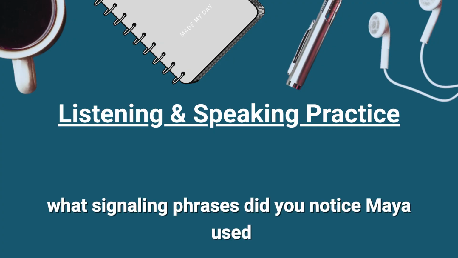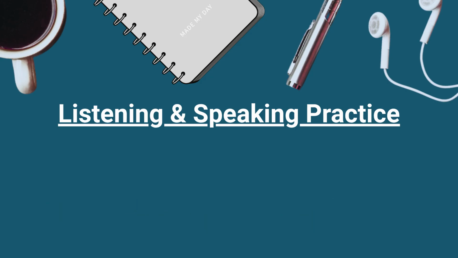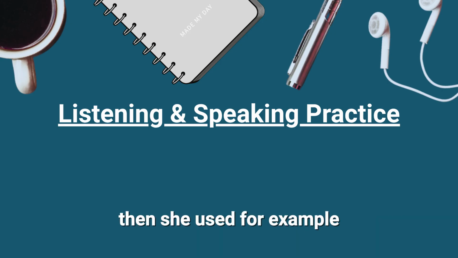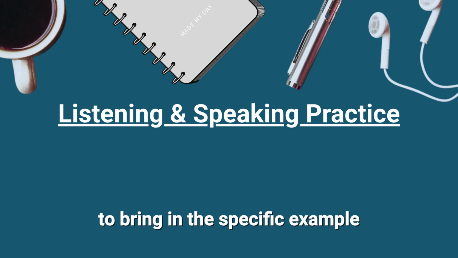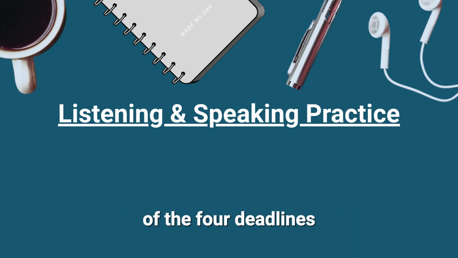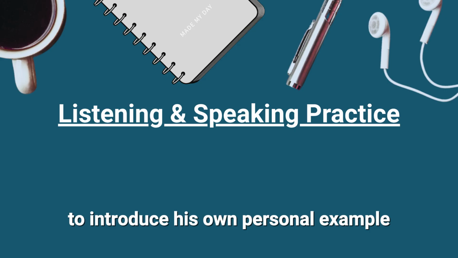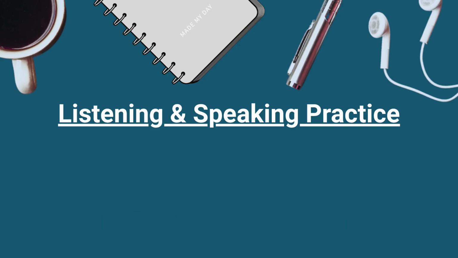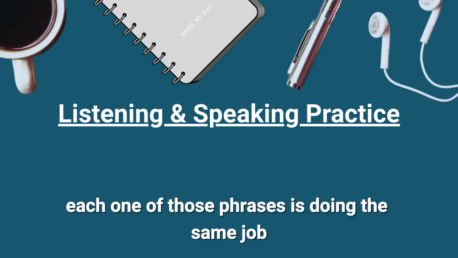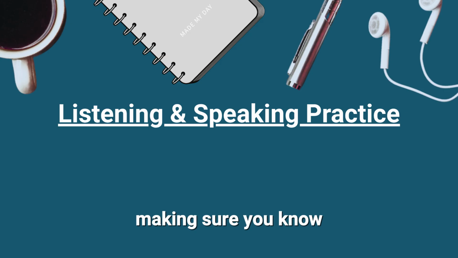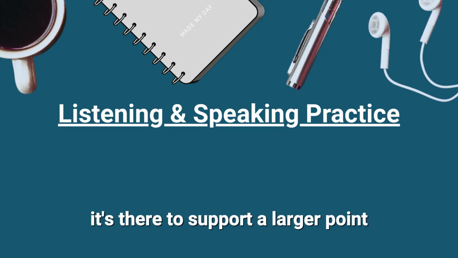Take a moment to think about that conversation. What signaling phrases did you notice? Maya used "like" right at the beginning. "Like, there's just too much going on at once." Then she used "for example" to bring in the specific example of the 4 deadlines. And Daniel used "to give you an example of what I do" to introduce his own personal example as a piece of advice. Each one of those phrases is doing the same job, pointing you toward the example, making sure you know it's there to support a larger point.